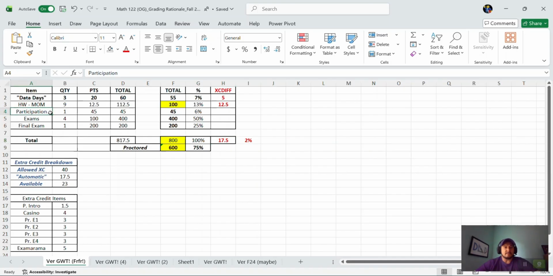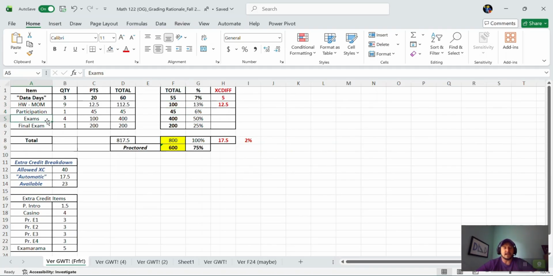I am going to be counting participation out of 45 points, and I honestly am still thinking about what this will entail. Some of the things I have in mind are attending all the review days for the course, their participation in the data days, maybe doing some Kahoots, or just some one-off in-class problems to work on. And you'll see why this is helpful for me, but there's not going to be any cap on the participation points.